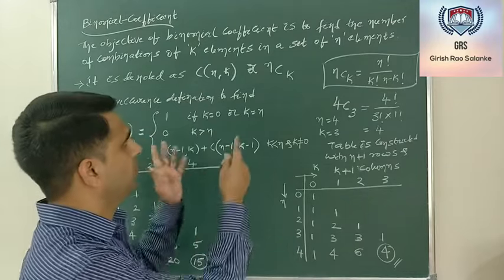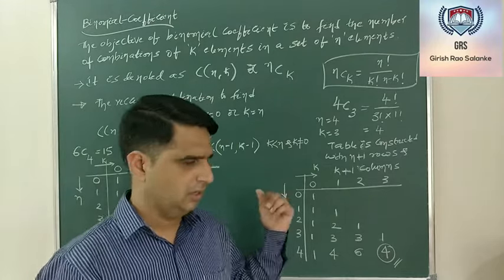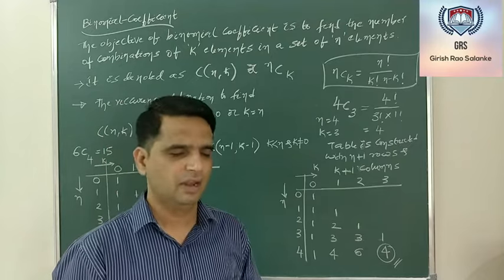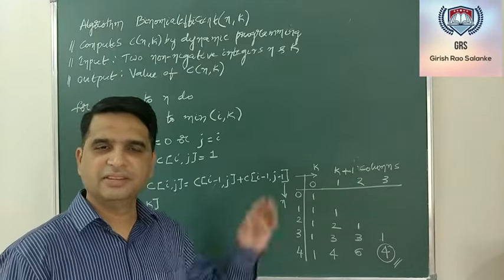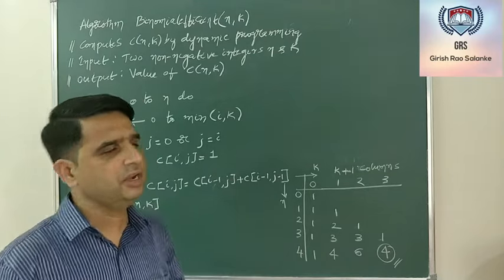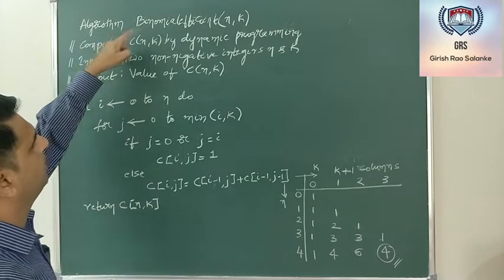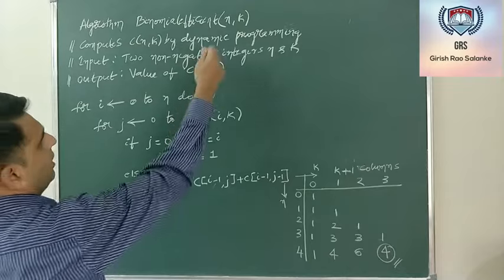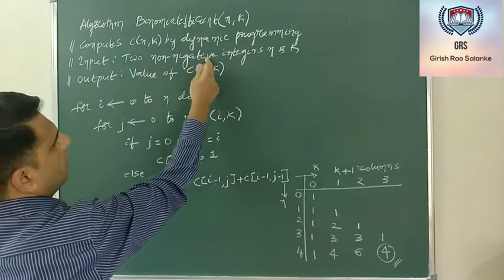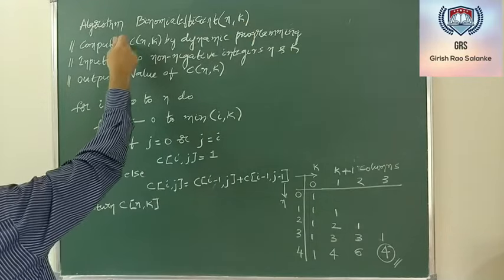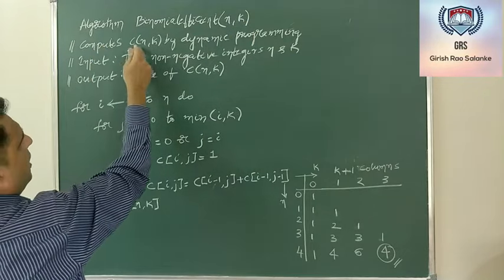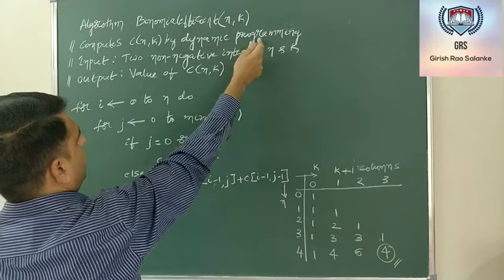Now what we'll do, we'll come up with the algorithm of the binomial coefficient, and we'll check what is the time complexity of the algorithm. This is the algorithm of the binomial coefficient. The algorithm is named binomial coefficient, and the inputs to the algorithm are two non-negative integers n and k. The objective of this algorithm is to compute C of n, k using dynamic programming.